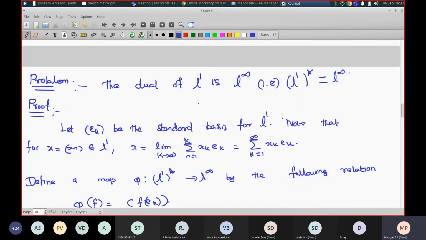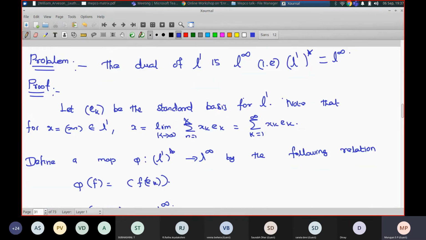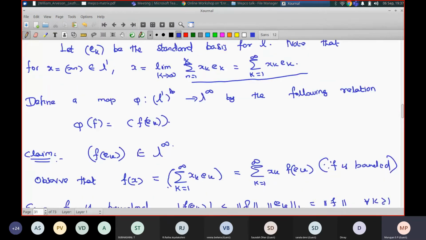Okay, the dual of L1 is L infinity. We can quickly see why this is. Let e_k be the standard basis for L1. Note that any element in L1 has a unique representation, which I have written here. Define a map from L1 star to L infinity by the following relation.